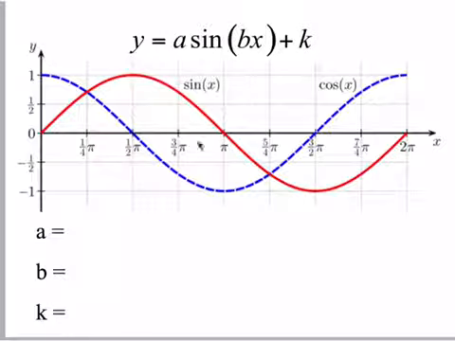So right here we have the sine and cosine graph for one period. Right here we have a formula. This formula could also have a cosine here. The same formula works with a cosine bx plus k. It still affects it the same because sine and cosine are very close graphs. As you can see, they're very similar.